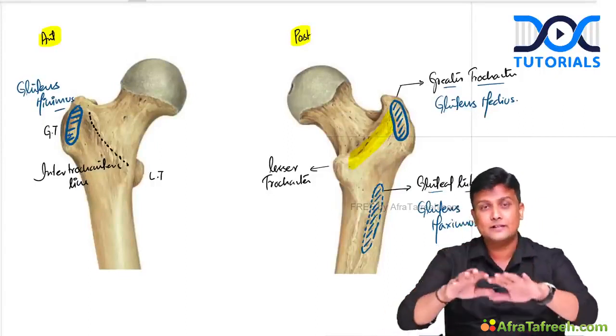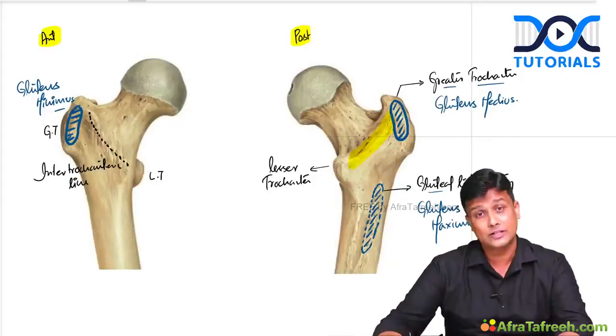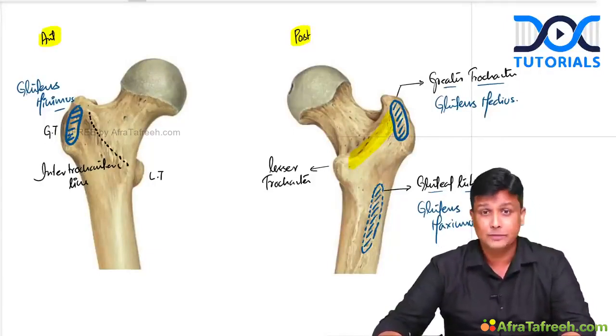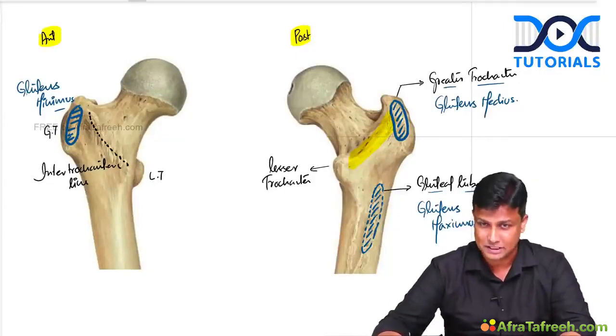Whereas the gluteus medius muscle is also inserting onto the greater trochanter, but on which surface, guys? On the posterior surface. So this question is being asked a lot of times in the exams. So I want you to be really perfect with medius, minimus and maximus muscle.